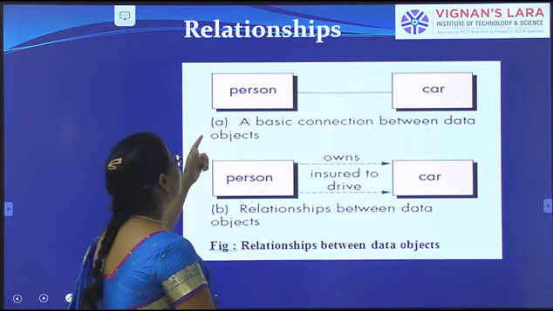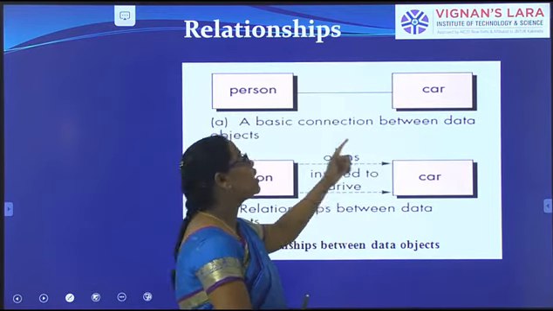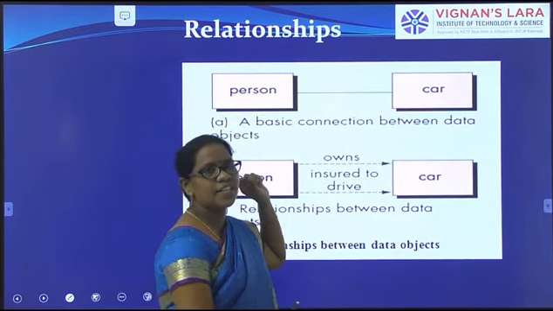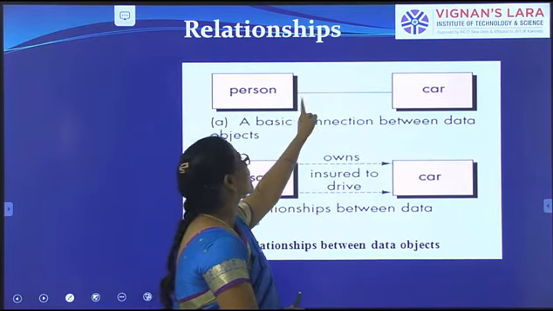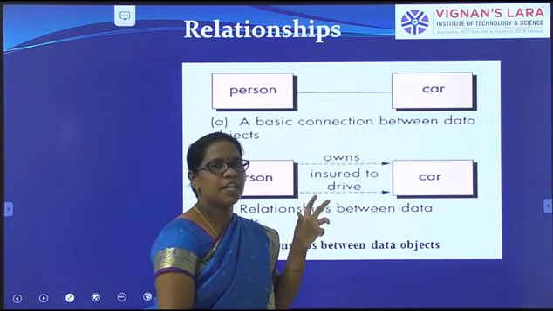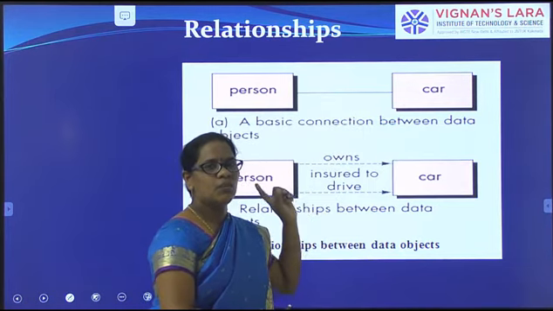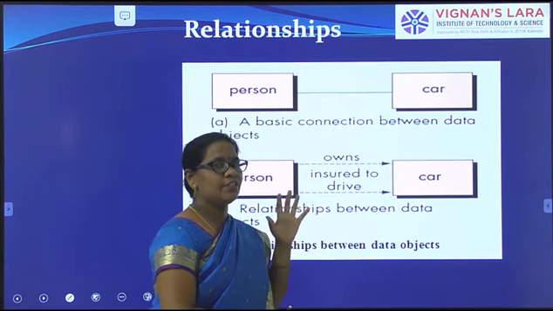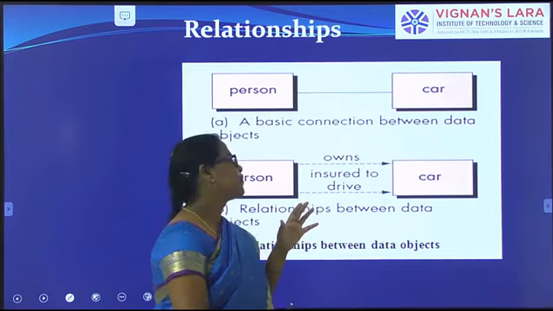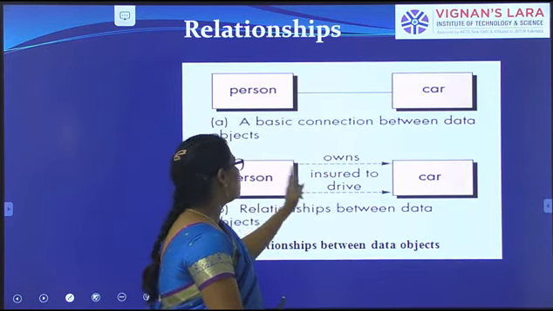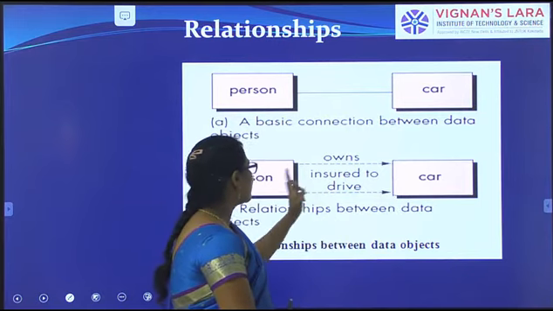See, person and car in a diagrammatic model. Here is a person, here is a car. This is the basic connection between the data objects, a single line. Relationships are represented in two ways. One is only a single line. We also have one to many, many to one, and other different relationships. This is the relationship showing how the person owns the car as well as drives the car.